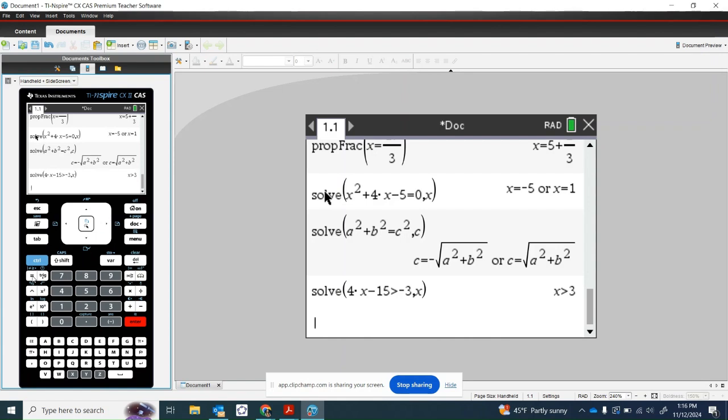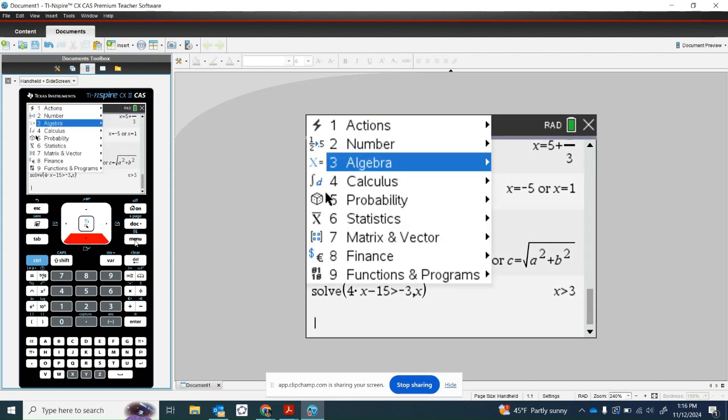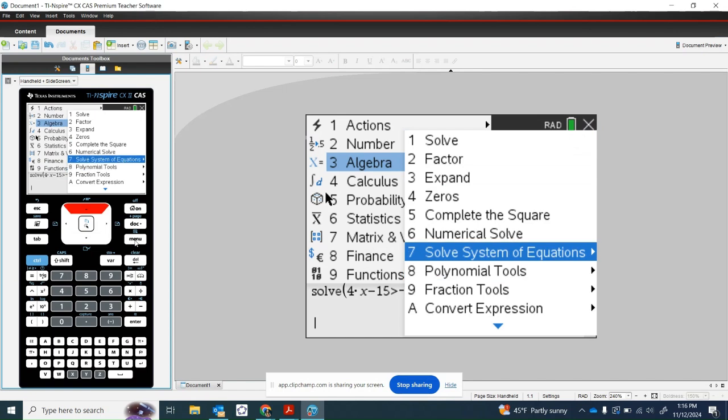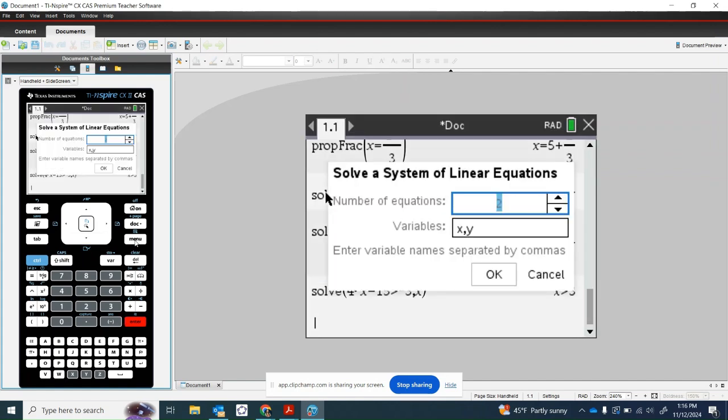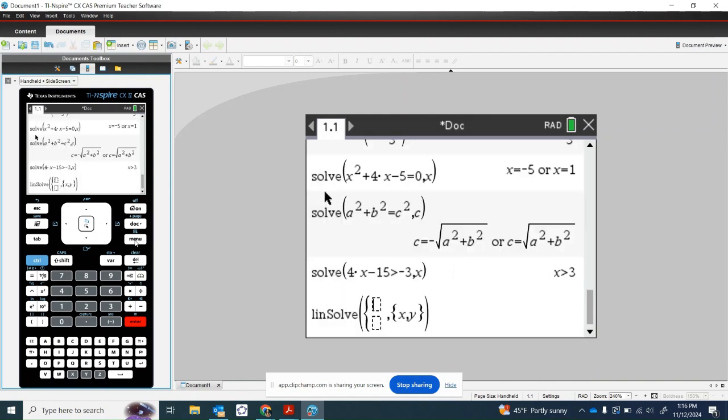Before I go to graphing, let me show you how we can solve a system of equations, because that's all under the algebra here. Solve a system of equations. And if you know they're linear equations, you can just click that one there. Linear equations means it's just x and y. If you have more than x and y, you would just use solve a system of equations. So linear means I only have 2. So it's going to set it up as linearly solve. And then you have to write the 2 equations.